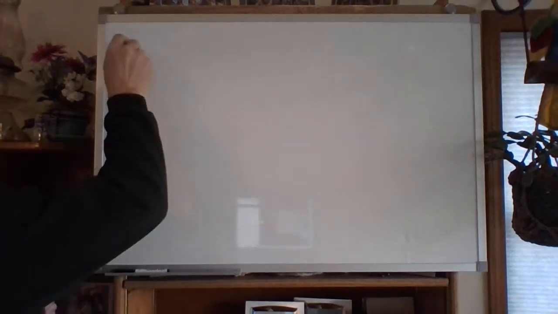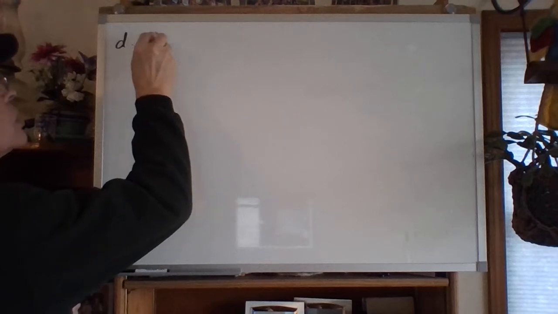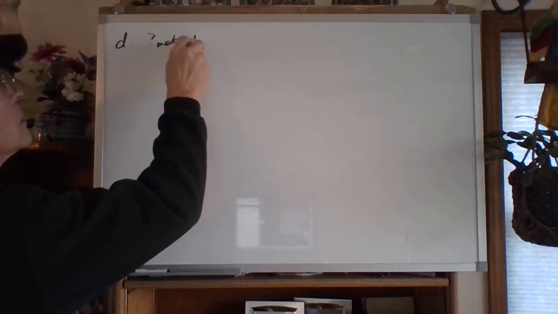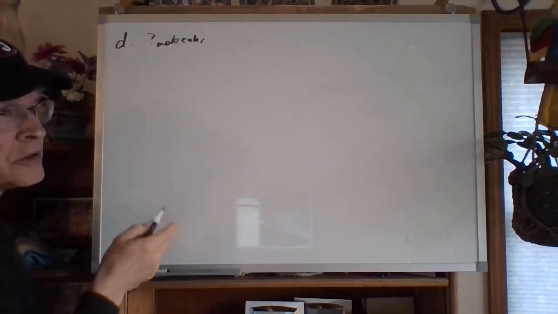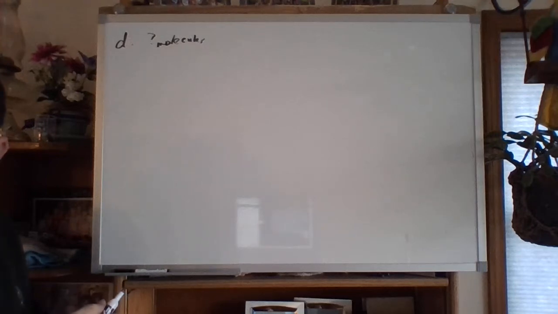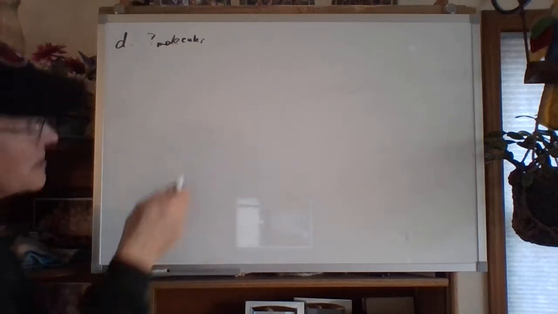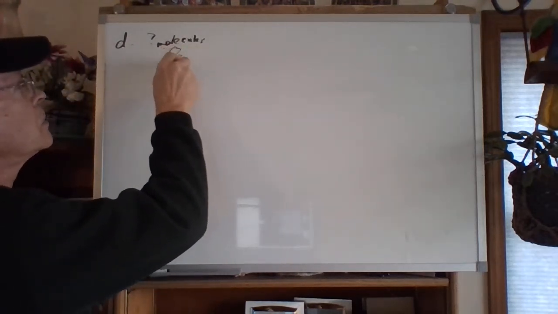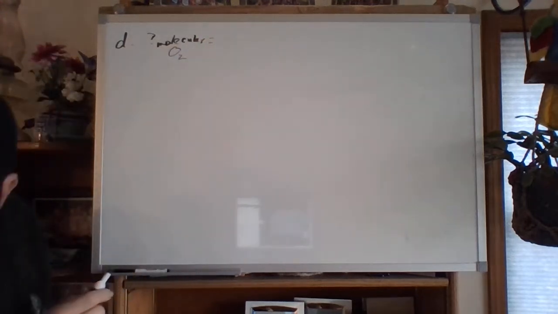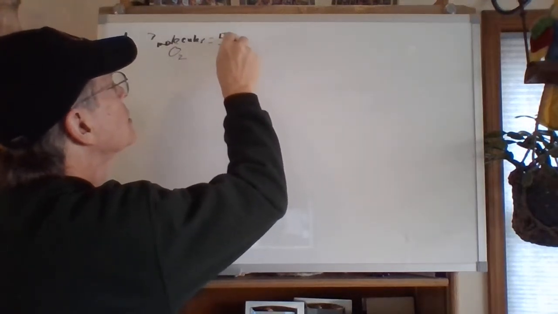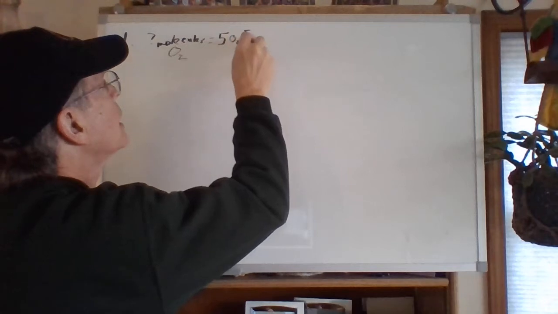And letter D. How many molecules of oxygen will be needed to react with 50 grams of iron metal? D. How many molecules? Molecules instead of moles. We don't typically do this kind of detail work. We usually just leave it at moles, but we'll convert it to molecules of oxygen, O2, to react with 50 grams of iron metal. 50 grams iron.